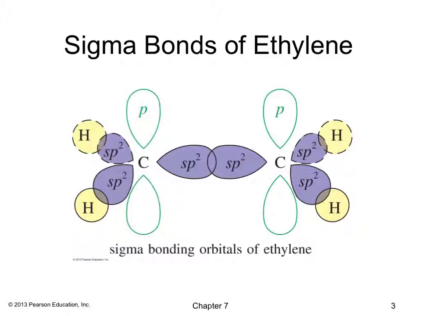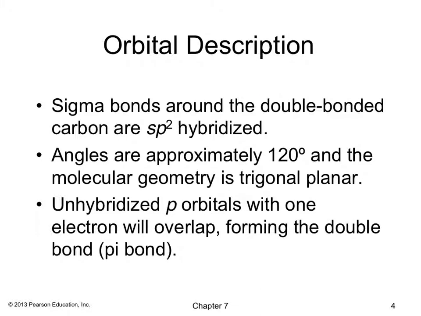So in terms of ethylene, it has sigma bonds from the sp2 carbons as well as the pi bond. If we look at the orbital description, sigma bonds around the double bonded carbon are sp2 hybridized. Angles, as you already know, are about 120, and the molecular geometry is trigonal planar. Unhybridized p orbitals with one electron will overlap, forming the double bond or the pi bond.